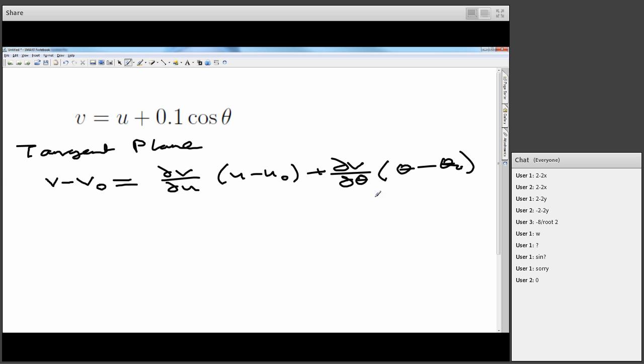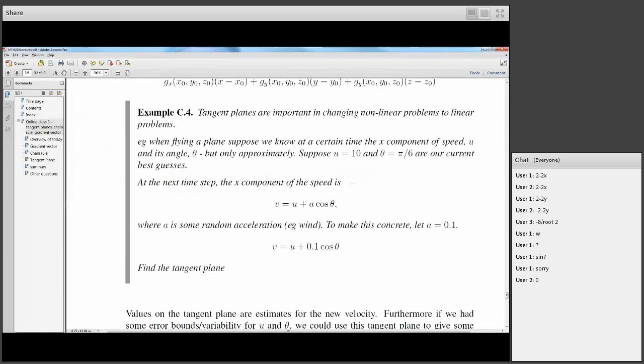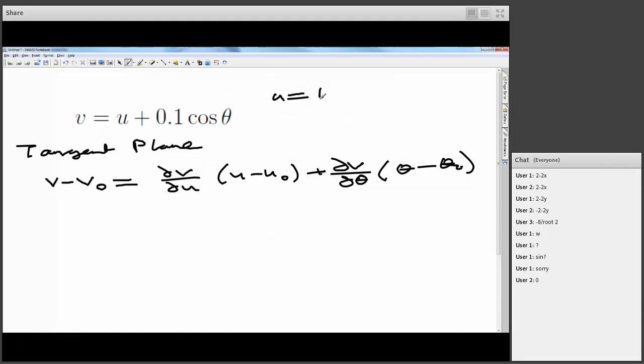So what I need to know then is what u naught, theta naught, etc. are. So let's just suppose that we have approximately, this is our best guess, u is 10, and theta being pi over 6. So that's our current best estimates. We have to work out what v is, which we can do just by plugging in. So plug these numbers in.